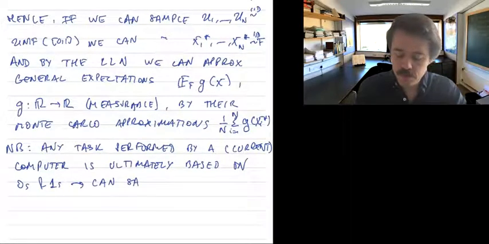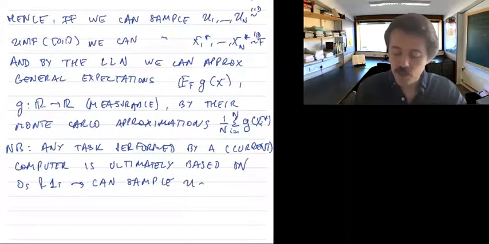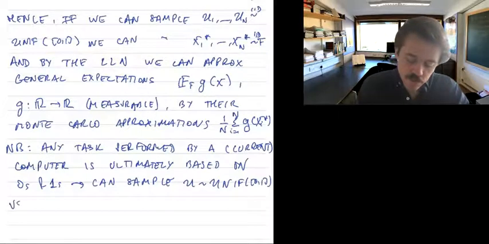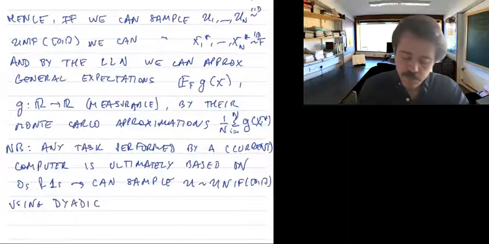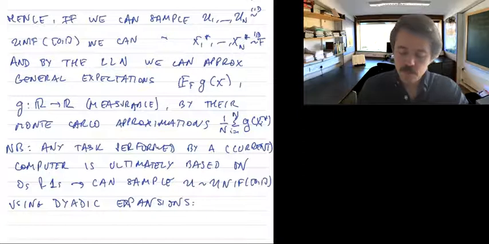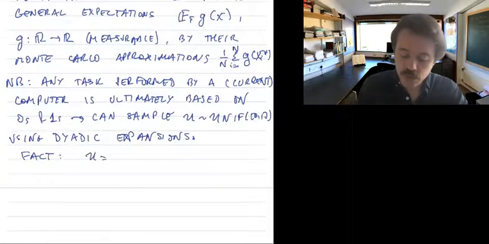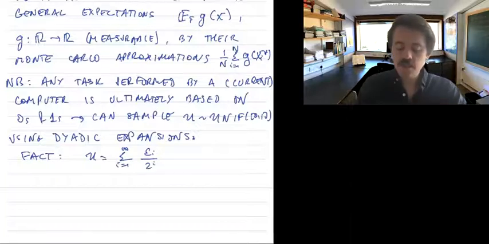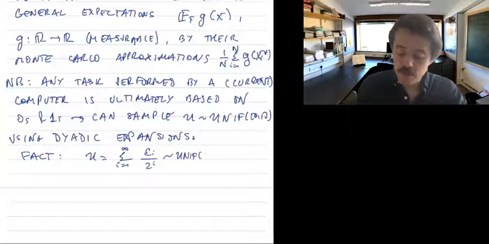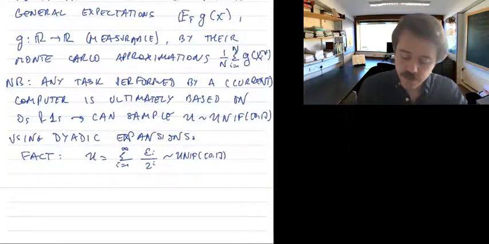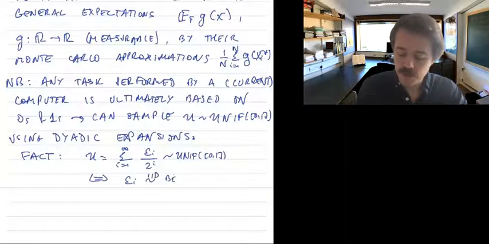We can sample this, let's start with just one U, using dyadic expansions. So a fact is as follows. We have that U given by the infinite sum of epsilon i over 2 to the i follows a uniform distribution on 0, 1 if and only if the epsilon i's are IID symmetric Bernoulli random variables.